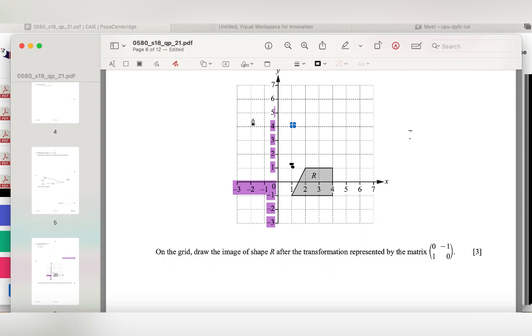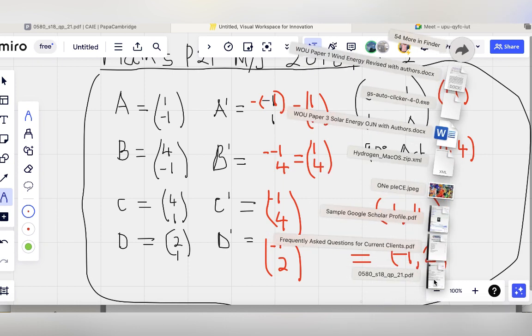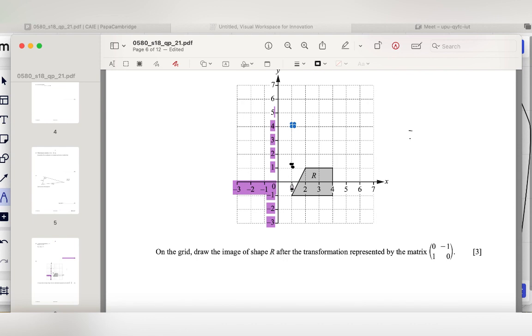And then the next one is what? Our next coordinate is negative 1, 4. Negative 1 and then 4, right? And then the next one, negative 1, 2. So we see our next coordinate, negative 1 is this way, and therefore 1, 2, 3, 4 here. Negative 1, 4. We get the point here.